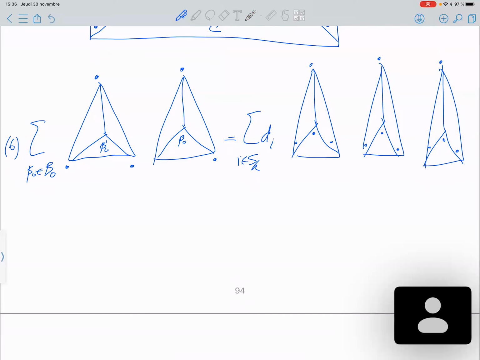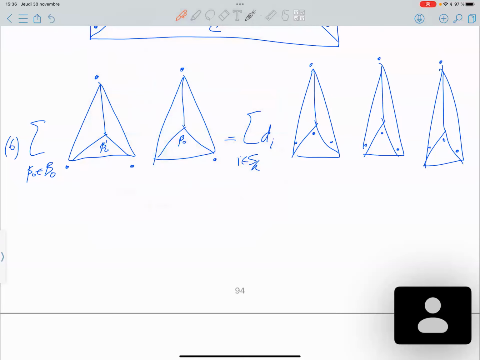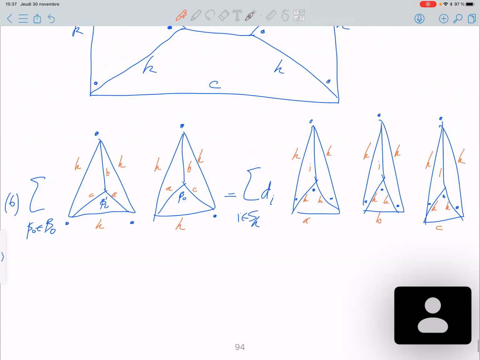Then, okay, let me change it. Maybe. So you have ABC, ABC, and K everywhere. ABC, K everywhere. I, K, K. Okay. Almost done. ABC. Okay. So this is the development of the first.